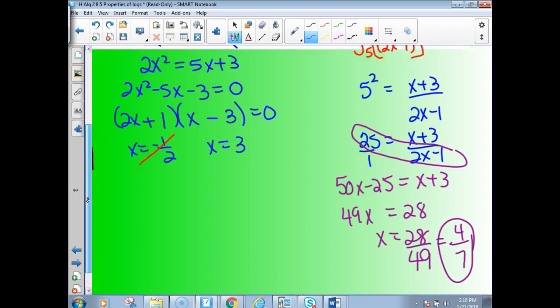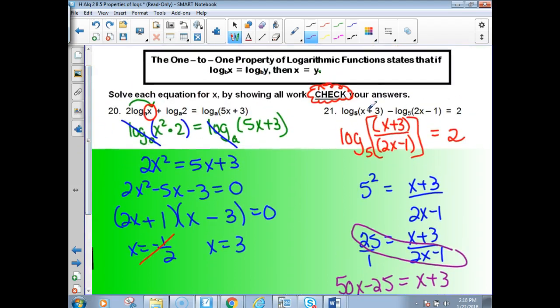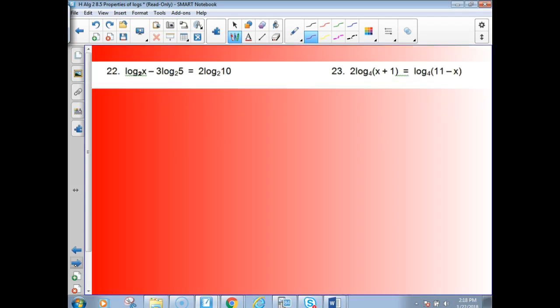I also need to go and check if my answer is okay. 4/7, that'd be fine, because none of these would become negative. They wouldn't give us taking the log of a negative number.